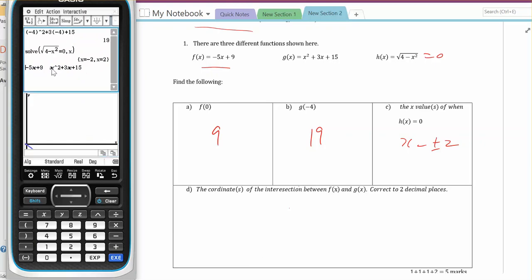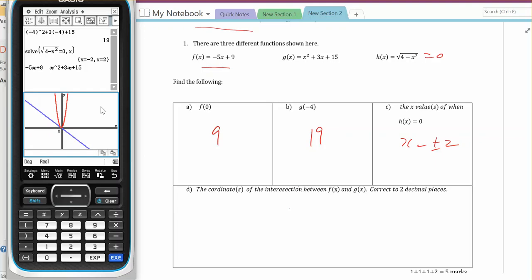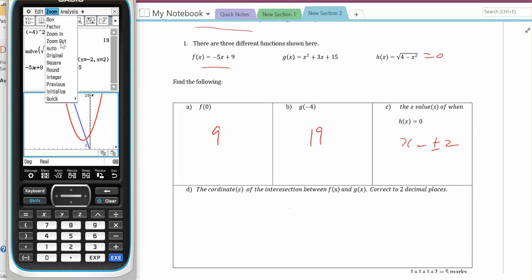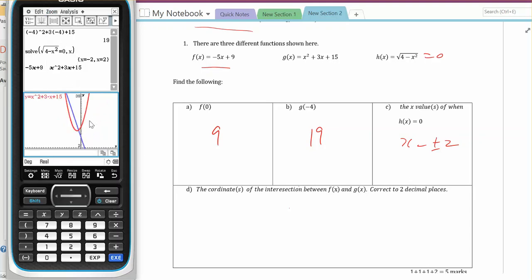I need to make sure my window is good. You see that I can't see anything properly, so I'm just going to go zoom. Just go back to standard if that's not good. So let's see. All right, good. If I zoom out, make sure you zoom out just to check whether you have all the intersections. So we've actually got two intersections.